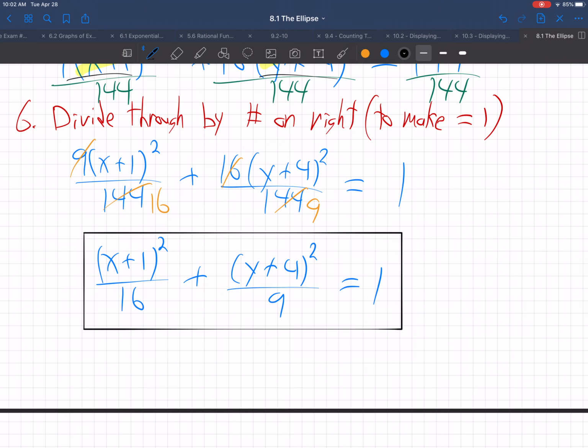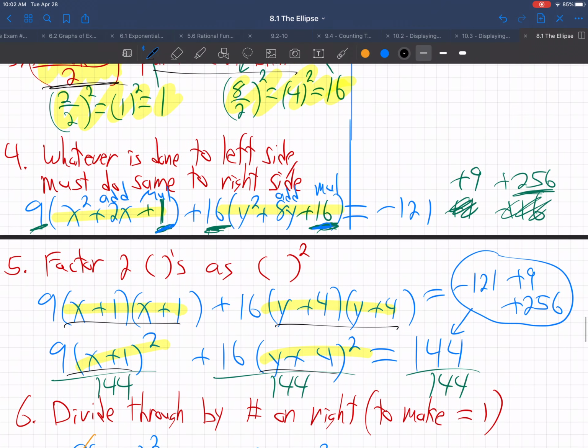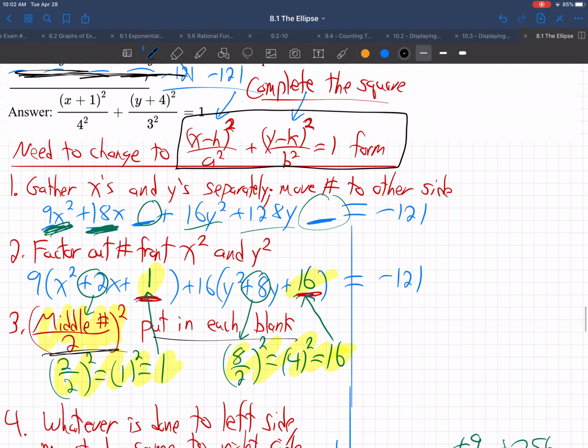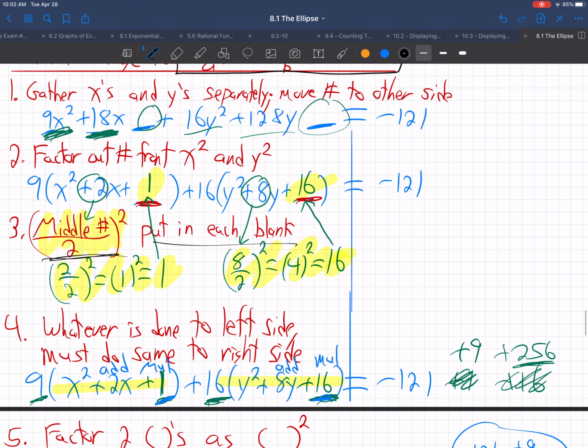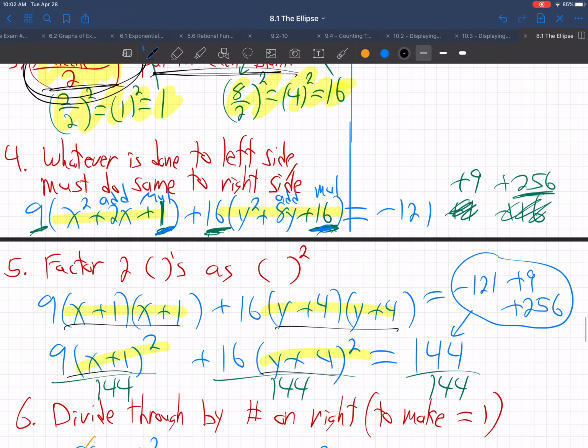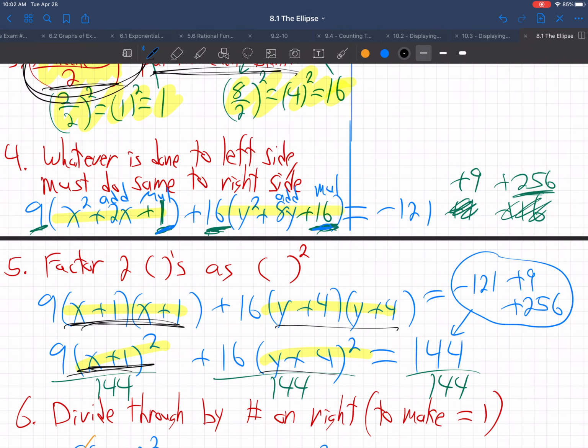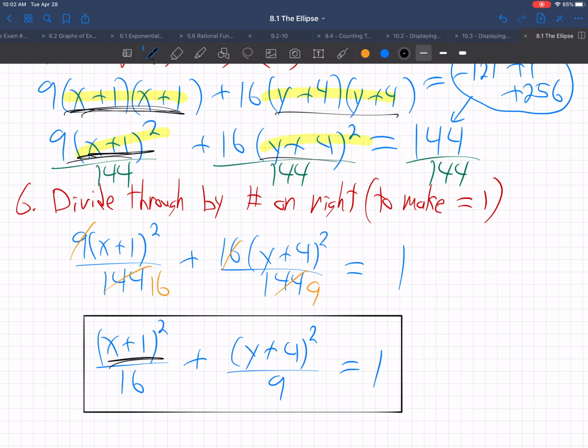We like it. That's why we do this thing called completing the square. That's what all this is called right here, completing the square, where we do the middle number over 2 squared and add that to both sides in each blank, because that makes things factor as the same thing twice, or squared, and squared form is a very useful form for graphing and finding things in the real world.